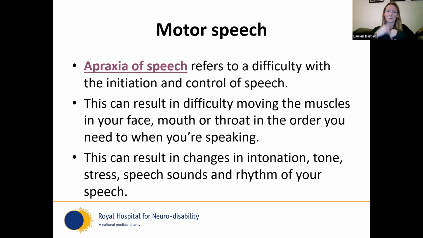And it's that difficulty moving the muscles in the face, the mouth, or the throat to actually say what you need to say. And it can change the way that words sound. It can change the rate of speech, the intonation, sounds, and the rhythm. And it can come out quite flat and robotic. So dysarthria and apraxia sit within the speech umbrella, but there are different features of each one as well.